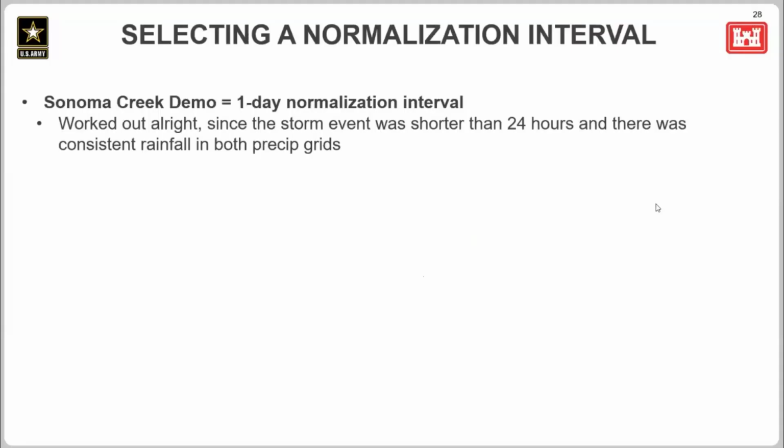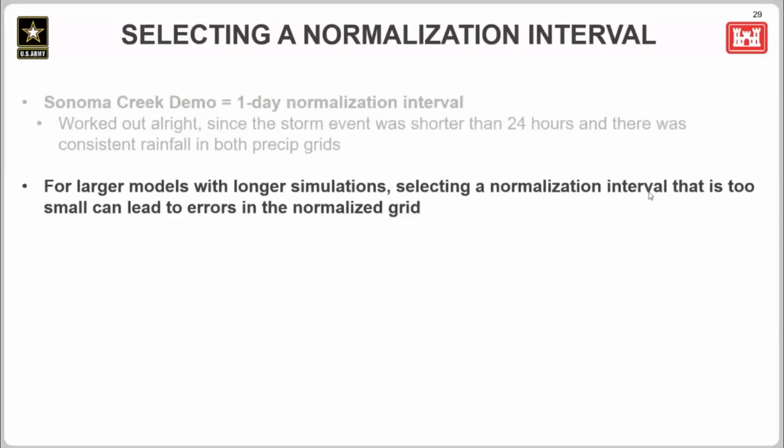So if I go back to the presentation, let's talk about selecting a normalization interval. For the demo I just did, I chose 1 day. And it ended up working out all right because the storm event that was being modeled was shorter than 24 hours. And we had consistent rainfall in both of the precipitation grids, the PRISM grid and the stage 4 grid, throughout. But for larger models with longer simulations, it's important not to select a normalization interval that's too small because it can lead to errors.